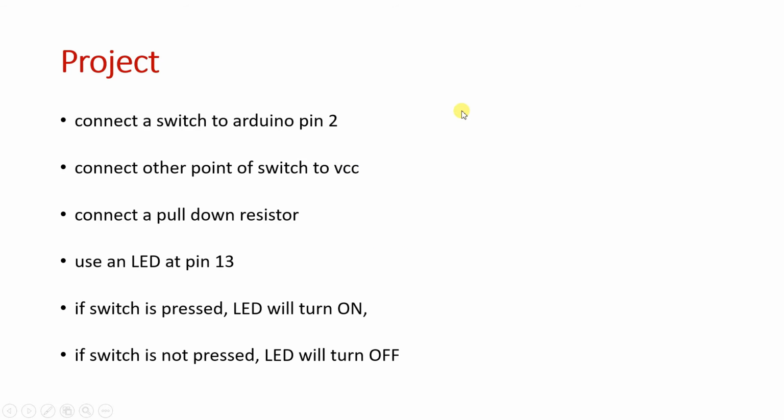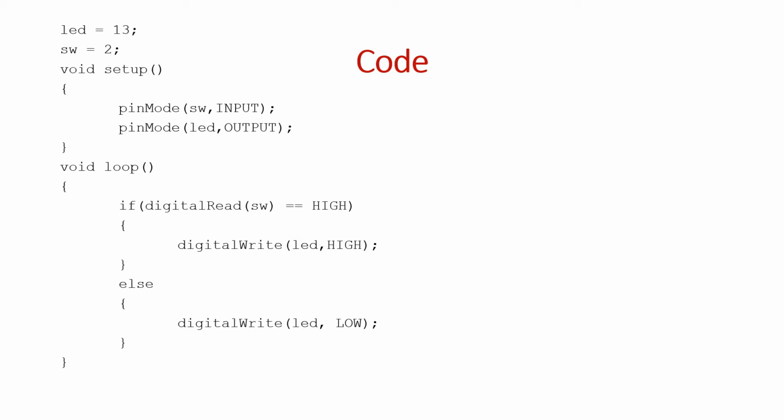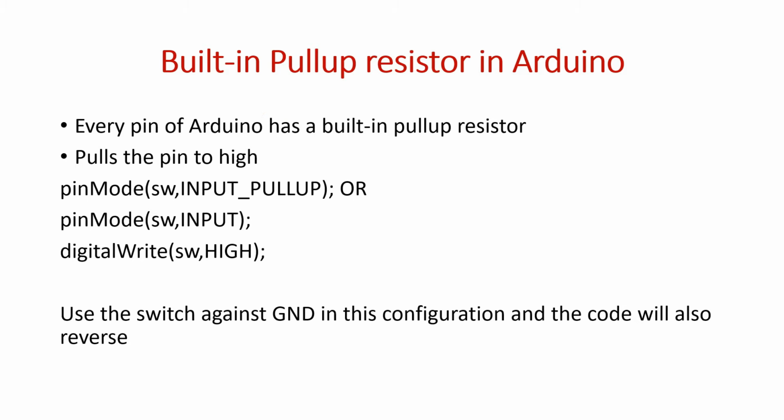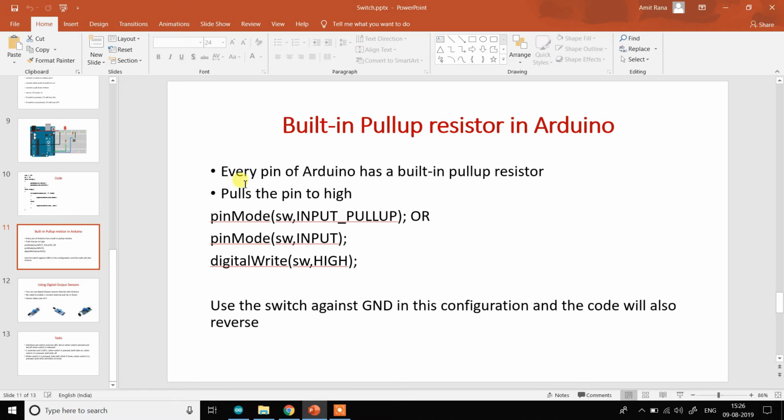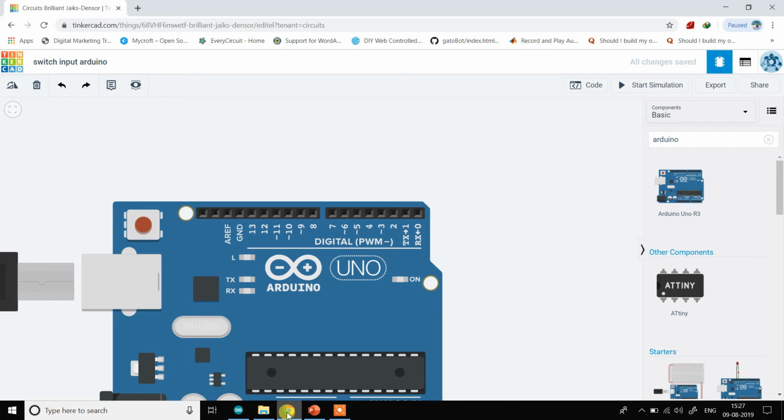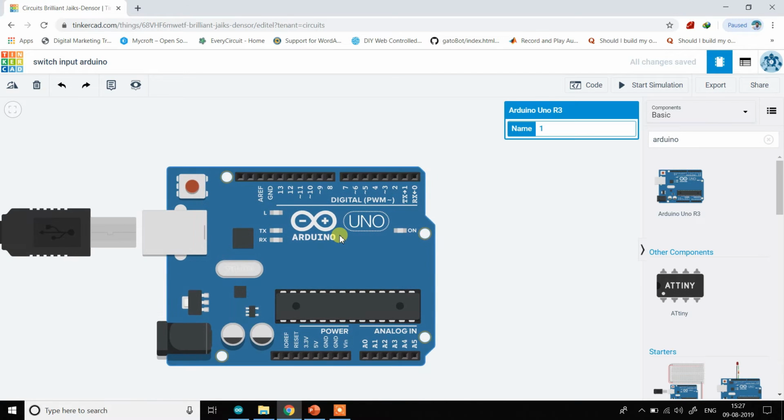So let's try to write a program like this by making the switch go input with its pull-up enabled. When you enable the internal pull-up, the pin is by default held high, or logic 1. To do this program, we will use Tinkercad, where we can simply create this program as well as upload it and see the output immediately.